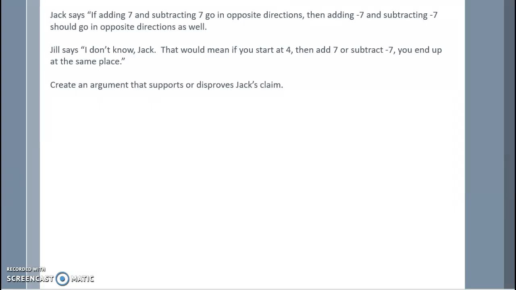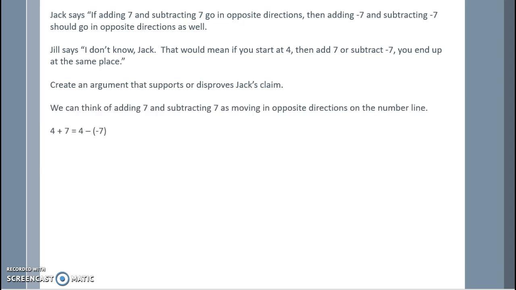Jack says if adding 7 and subtracting 7 go in opposite directions, then adding -7 and subtracting -7 should also go in opposite directions as well. Jill says, I don't know, Jack. That would mean if you start at 4, then add 7 or subtract -7, you end up at the same place. Let's create an argument that supports or disproves Jack's claim.